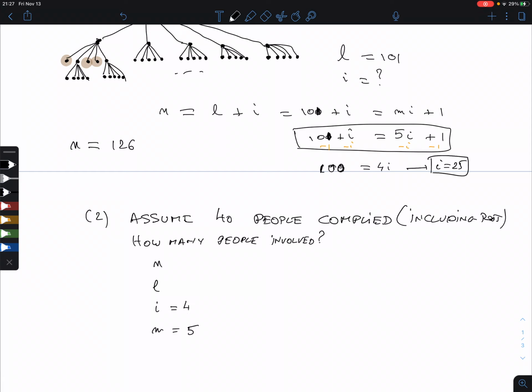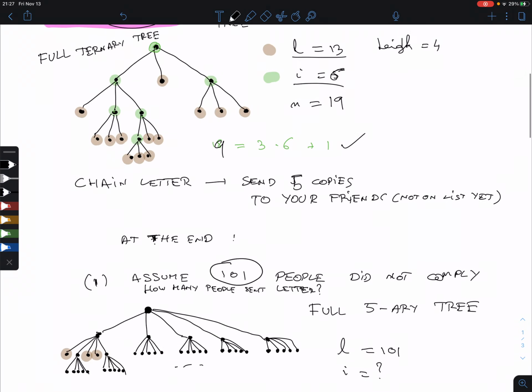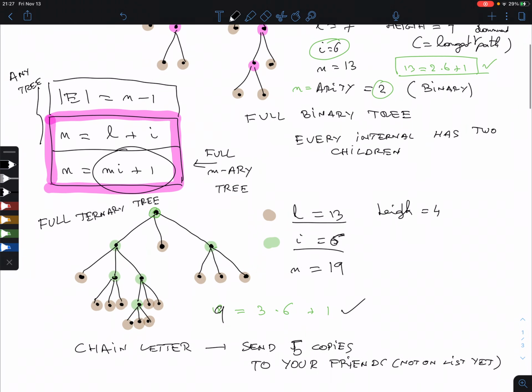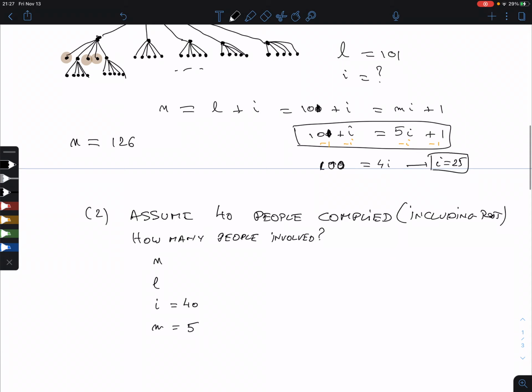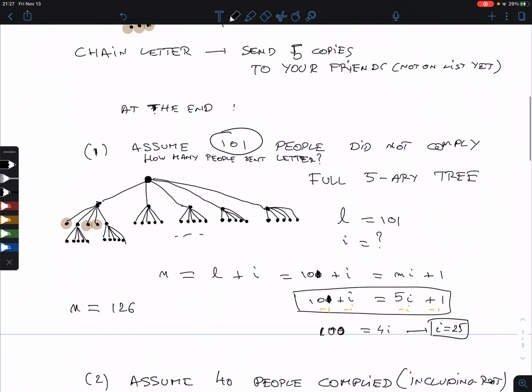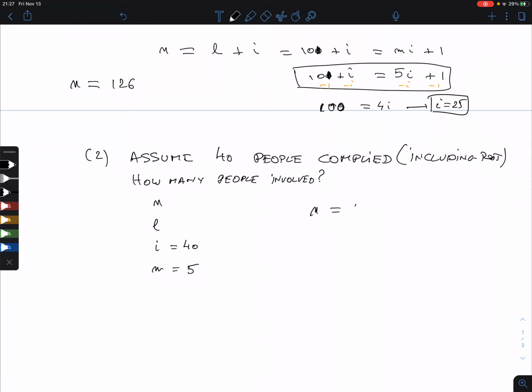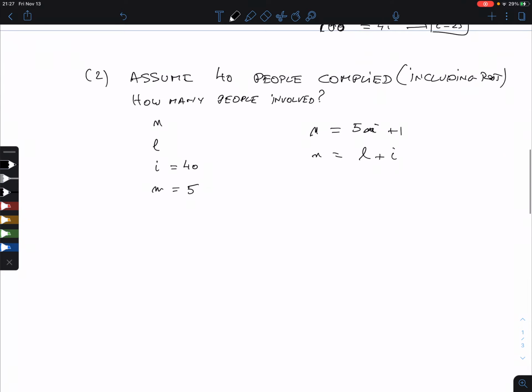So this is 40. Now, there's always two quantities that we don't know. And it seems strange to not know two quantities, but it's because we have two equations. Two equations with two unknowns are always solvable. But of course, it has to be an integer solution. And that was where I got a little bit hung up. So we have here m is 5. Let me copy the two equations: n is 5i plus 1, and n is L plus I. These are the two equations. So in this case, n is 5 times 40, that is 200, plus 1. So we already know how many people are involved: 201.